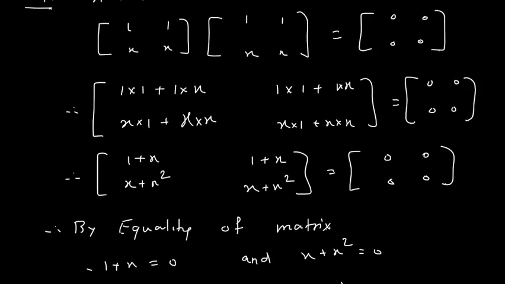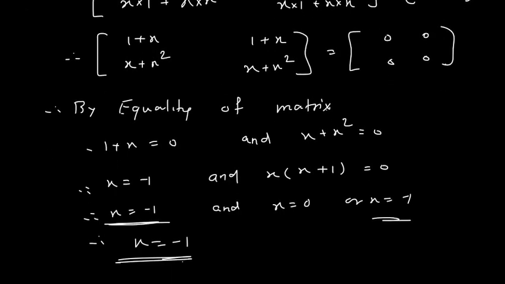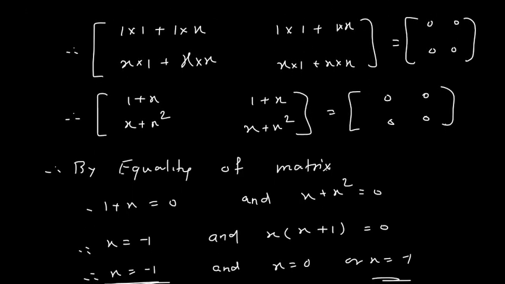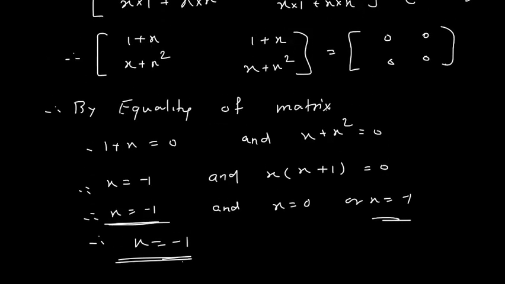I hope you understood this question. You have to find the value of x so that A square is null matrix. So what we did, we found A square and the null matrix is already there. We compare it. After comparing, we find that 1 plus x is 0 and x plus x square is 0. Okay, so x plus x square 0 gives me either x is 0 or x is minus 1, but from this 1 plus x 0 we get x is equals to minus 1. So finally x is equals to minus 1 will be your answer for this whole matrix, right?